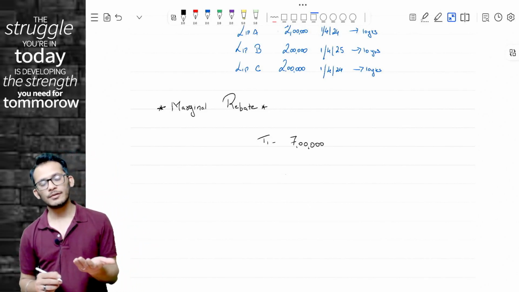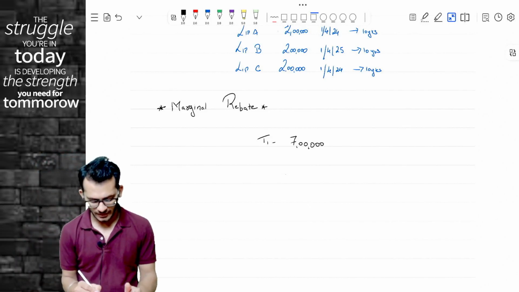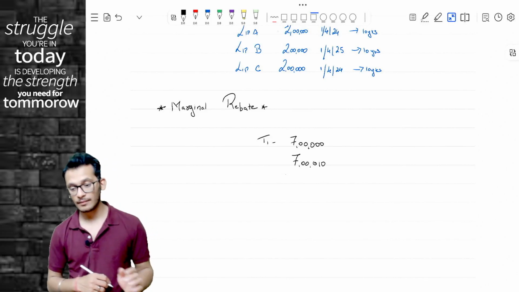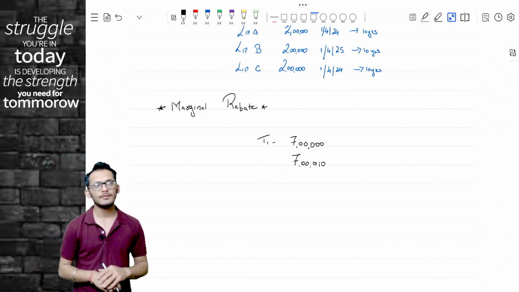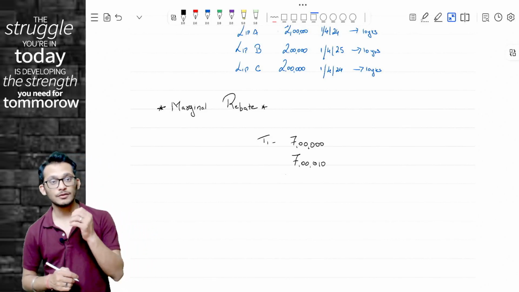No, because you'll get a full rebate. But imagine if your income is 7 lakh 010. Will you now get rebate? Answer is no.